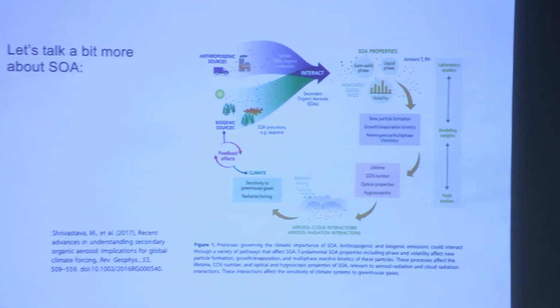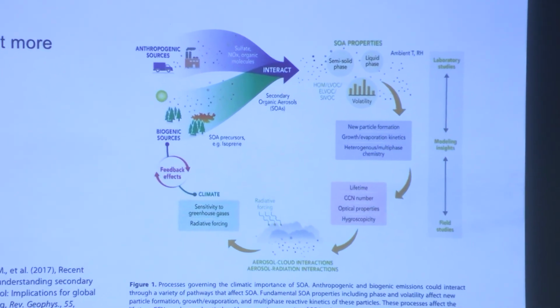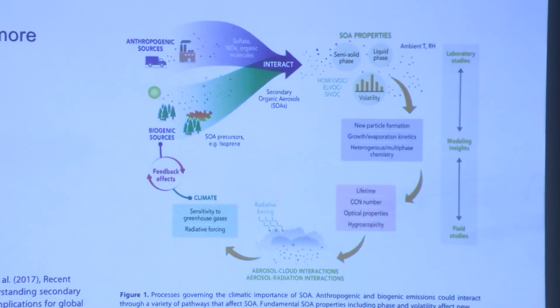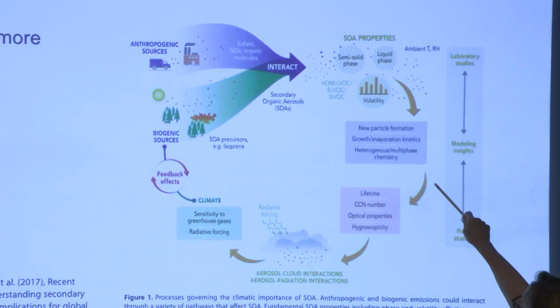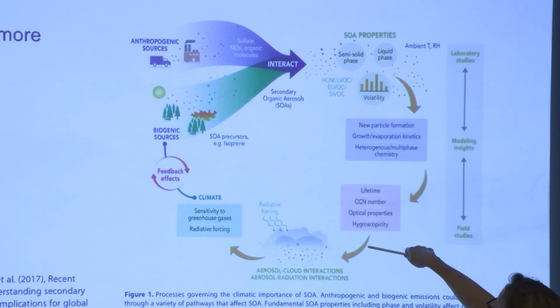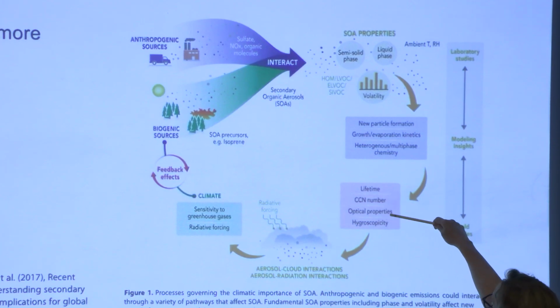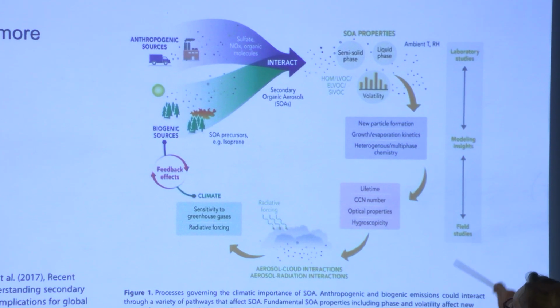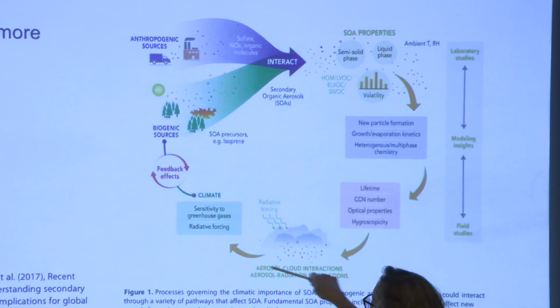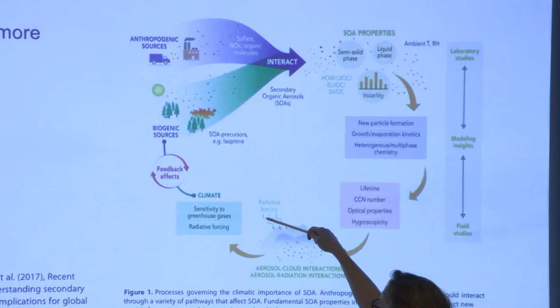We haven't talked much about heterogeneous and multiphase chemistry, actually. That's for another day. And then going into the impacts, right? So their lifetime in the atmosphere, how do they impact clouds? How do they impact the radiative balance? And then eventually, these are the climate impacts.